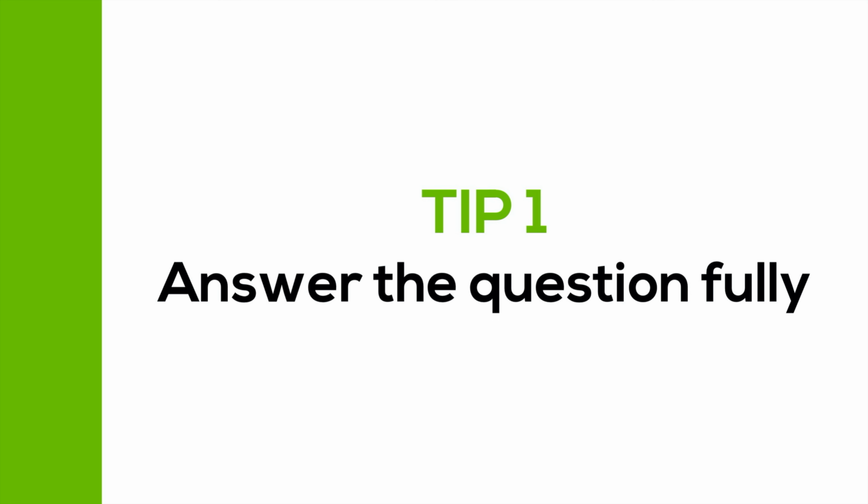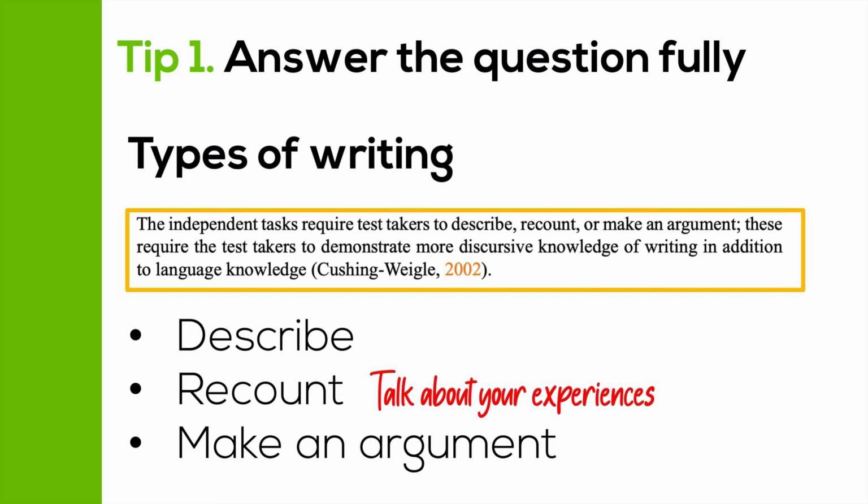So my first tip is really simple, but it's one that a lot of students struggle with, and it is simply to answer the question fully. So what does this mean? Well, firstly, let's quickly review what I showed you earlier. When you get your writing question, you will be asked to do one of these three things: either describe, recount, or make an argument. So it's quite important that you're able to recognize what type of writing you have to do. Now let's take a look at a couple of examples.